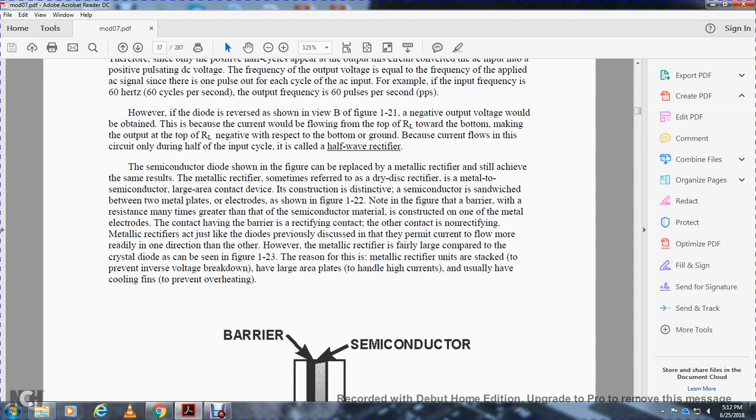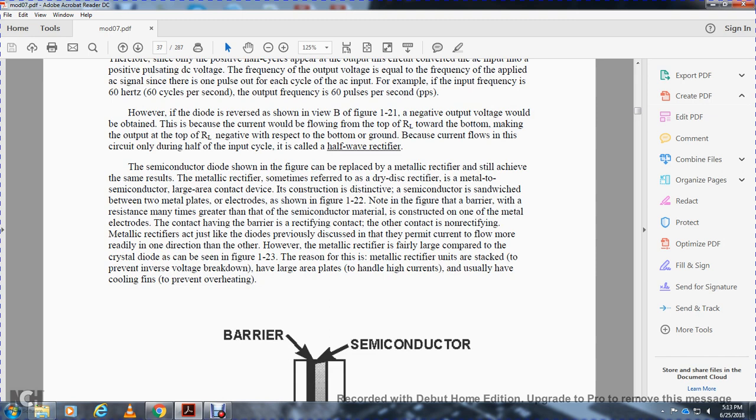The semiconductor shown in the figure achieves the same result as the metallic rectifier, sometimes referred to as the dry disc rectifier, metal to metal. The metal rectifier is a large-area contact semiconductor device, with a semiconductor sandwiched between two metal plates with electrodes, as shown in figure 122.